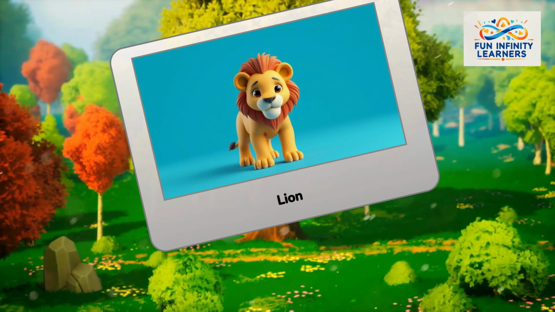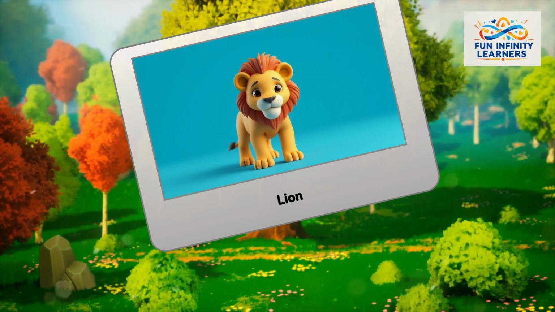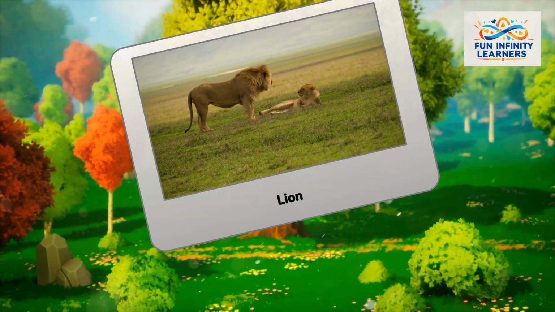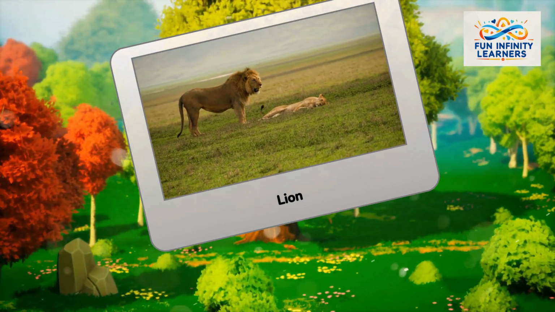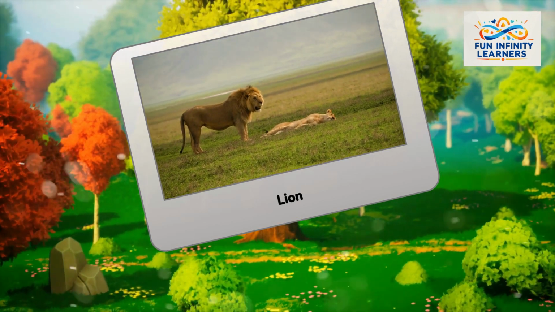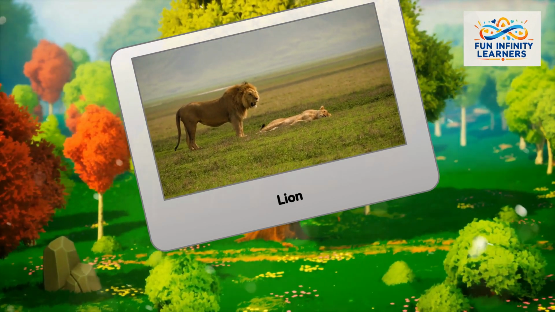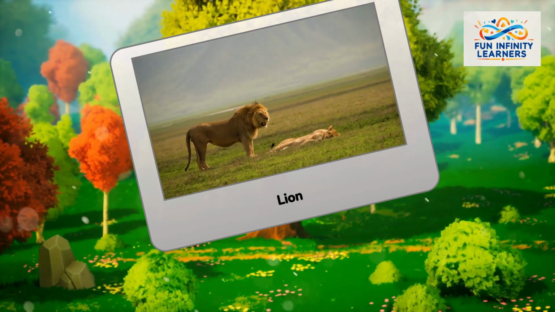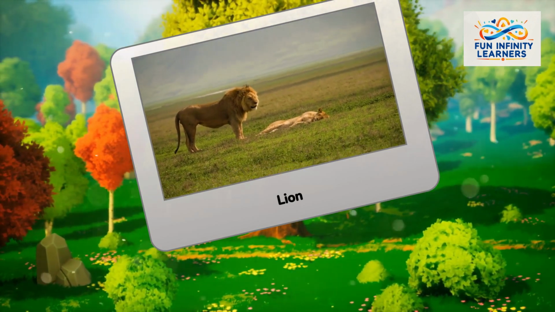This is a lion. L-I-O-N. Lion. This is a lion.